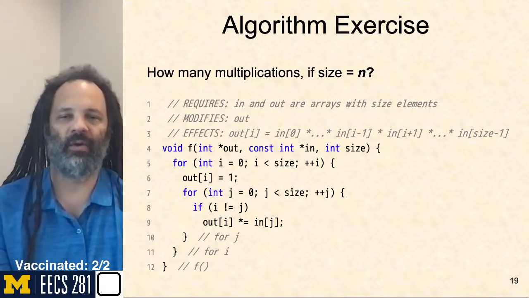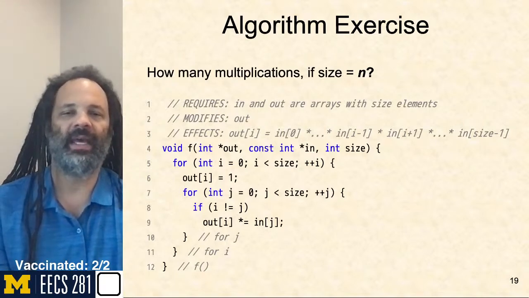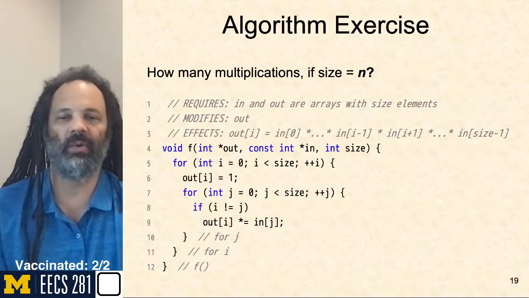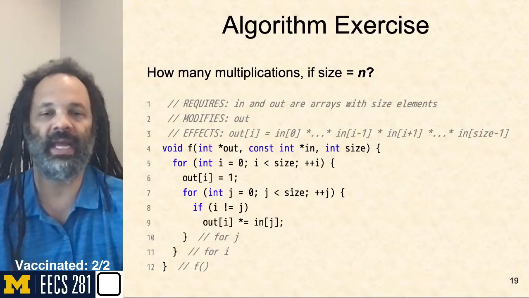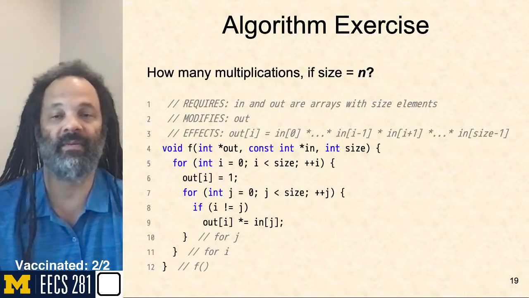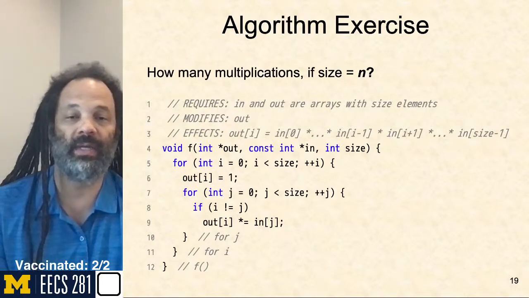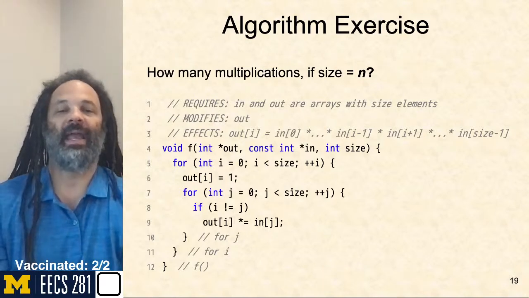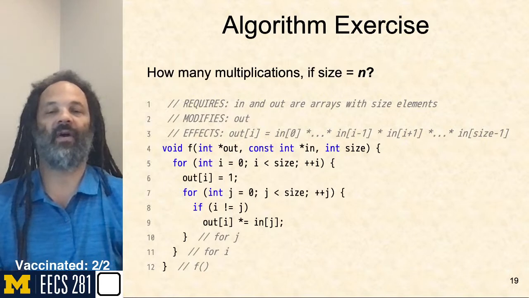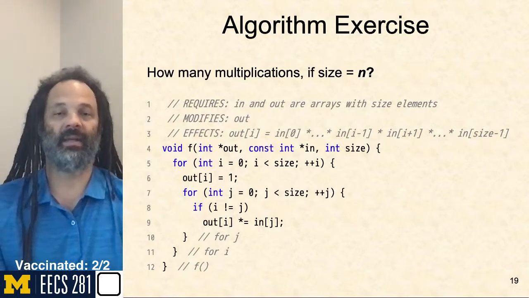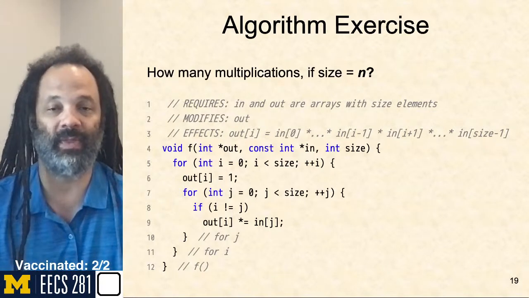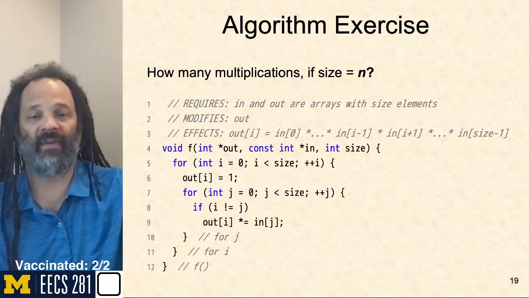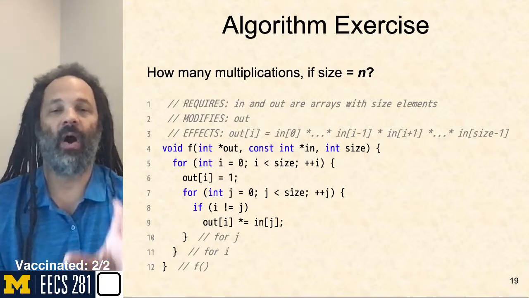All right, here's a nice algorithm exercise. How many multiplications if size is equal to n? That's the big question. We got a nice function here with some RME, requires an in and out. These are arrays with the same number of elements. It modifies out, and what it does is it takes any item in out and it turns it into the product of all the other items in, except for the one that's aligned with out. So out at i is equal to in at all of the other values except i, all multiplied together.